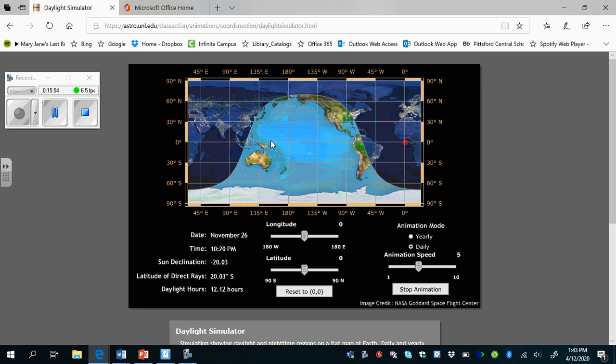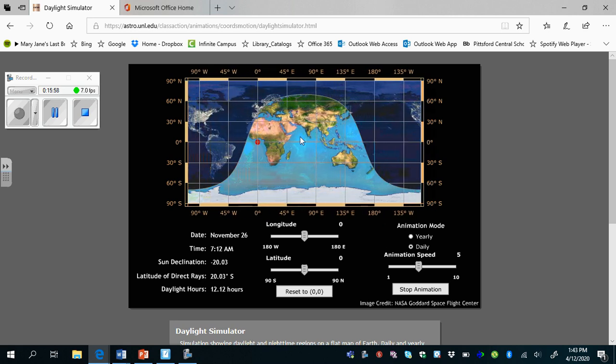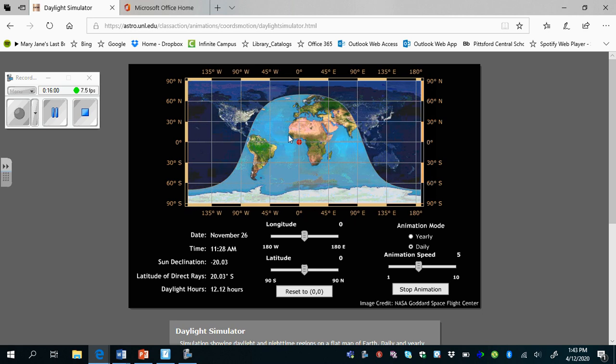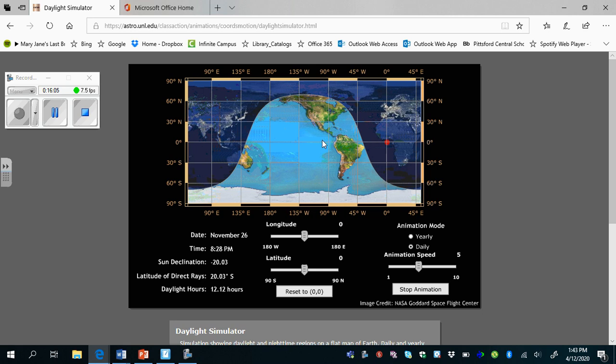What you'll notice though is that the equator doesn't change much at all. It's always about 12-hour days and 12-hour nights. So there's very little change in the length of daylight at the equator.